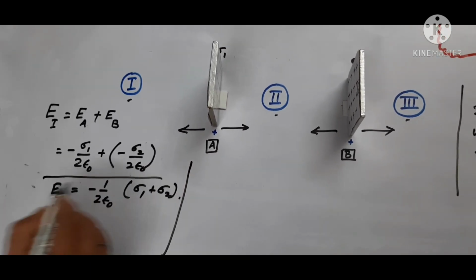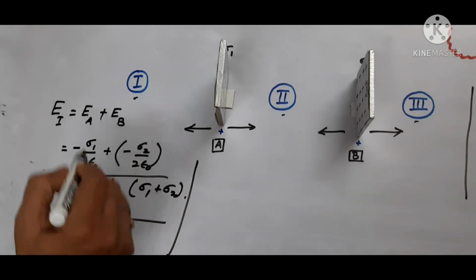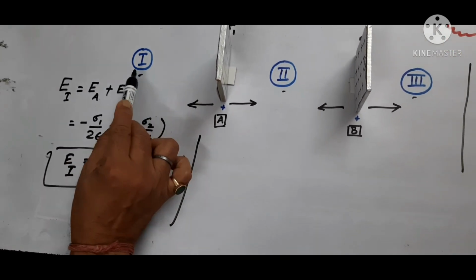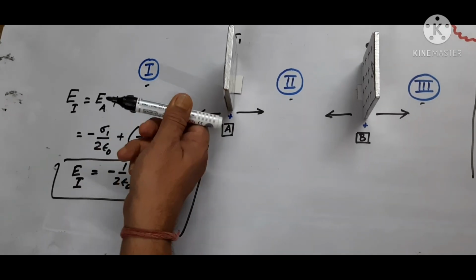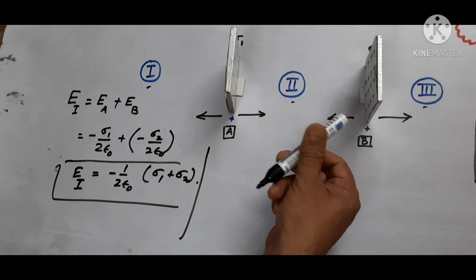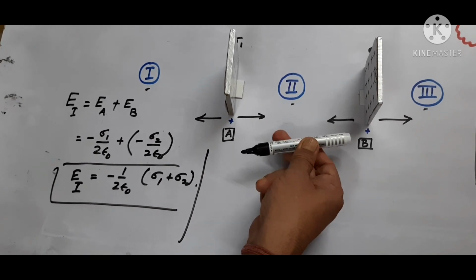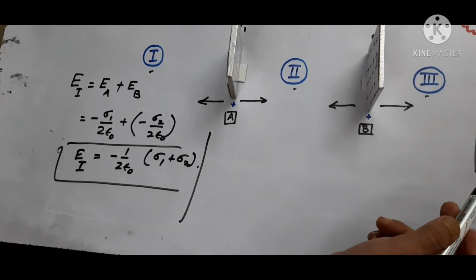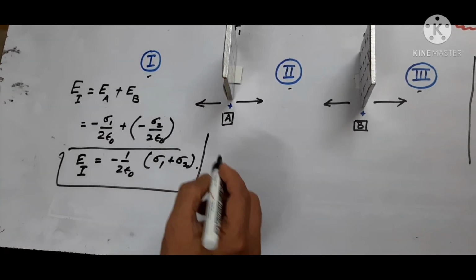That is your first point at region 1. Why is this negative? Because for region 1 we have to move to the left side, meaning negative x, and for plate B also we have to move towards the left. So left, or the negative x, we have taken as negative.